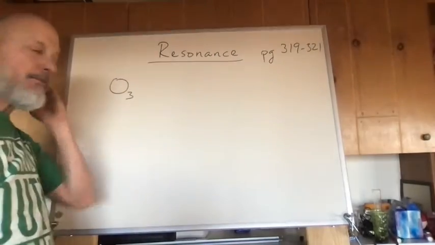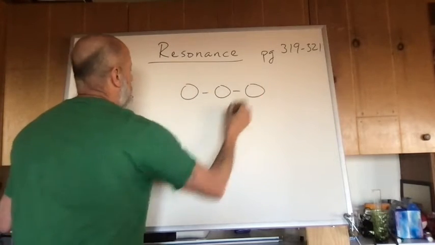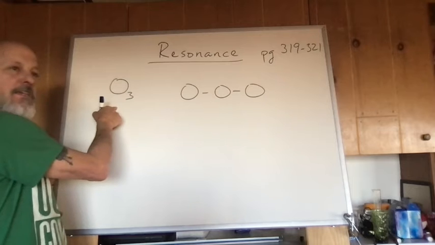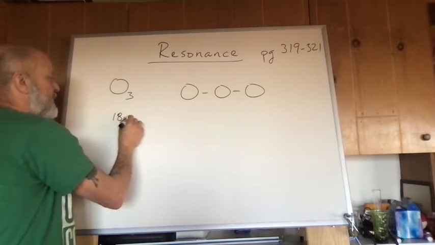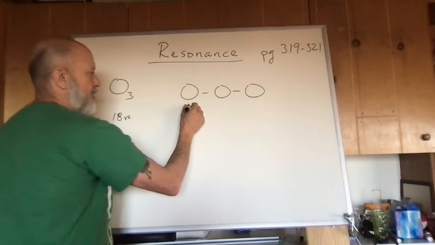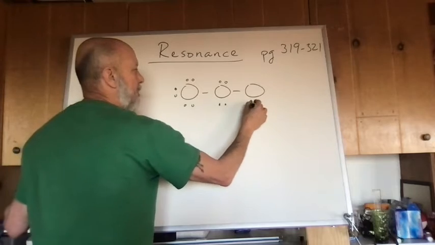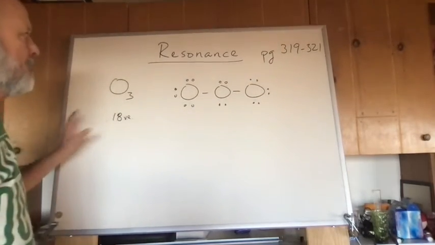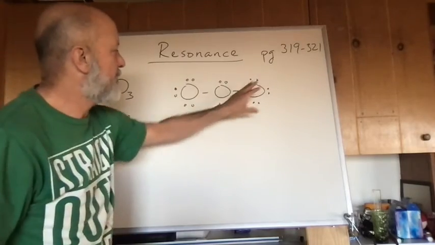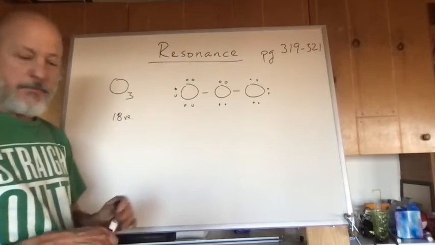Let's do the Lewis structure for ozone. I've got 3 oxygens connected, 3 oxygens, each with 6 valence electrons. That's 18 valence electrons available. Let's give them an octet. 8, 16, 18, 20. I got too many. I got to make a double bond.